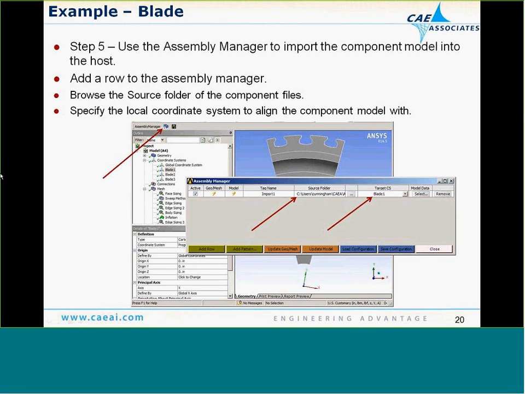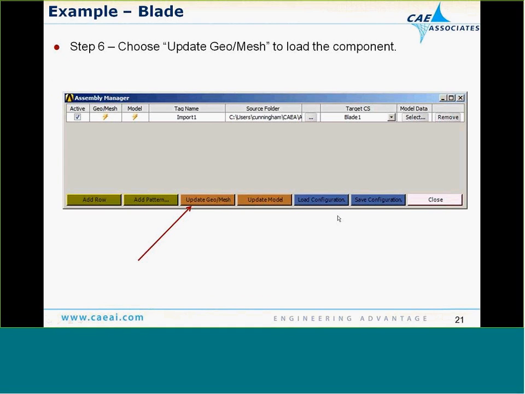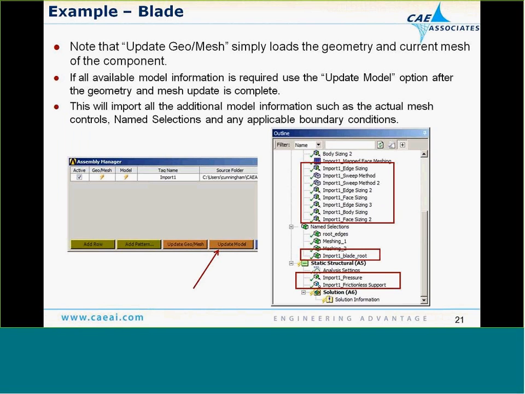So we access the Assembly Manager extension, and we start to add rows that describe the source folder containing the assembled data and then the target coordinate system that we'd like to use. And the first step in the process is we simply update the geometry in the mesh. And this is a way for you to confirm that everything is positioned and sized accordingly. And then beyond that, we use the update model, which in addition to the geometry of the mesh, also brings over all the additional settings that were used to create that mesh in the original component model.